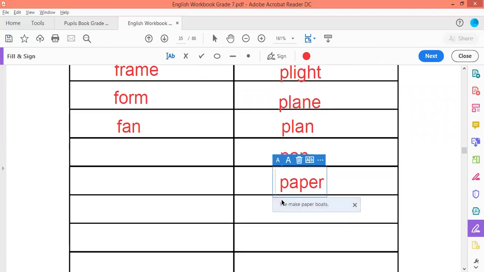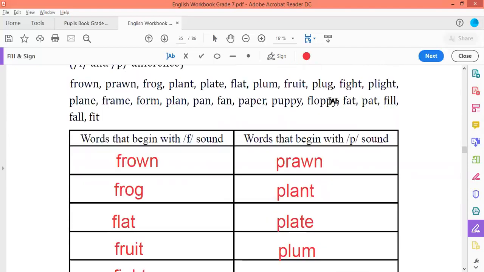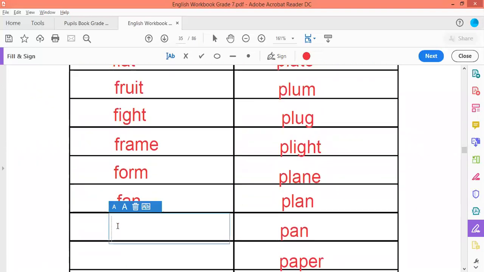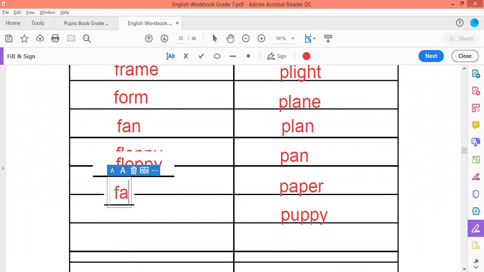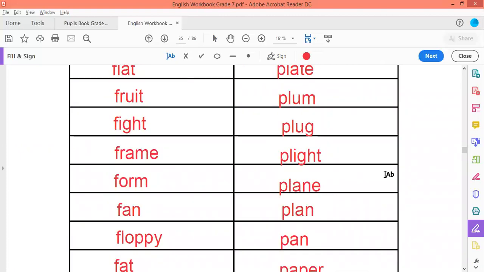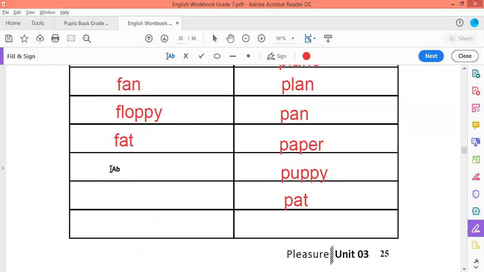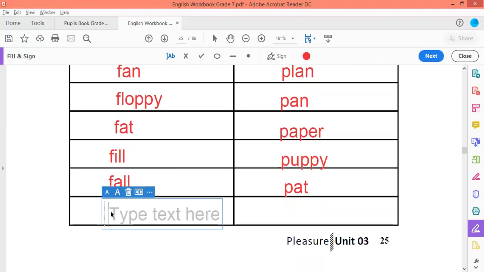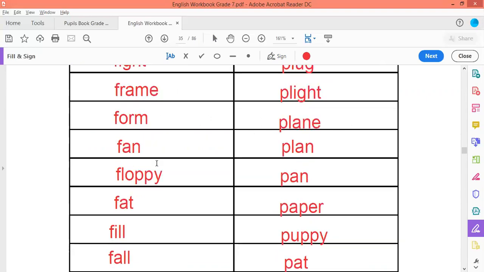Floppy. First sound. Floppy over here. Fat over here. Yeah, pat. Fear. All three final words are first sound. Fear, fall, fit. Fall. Fit. So are all the words correct in your book? Yes, teacher. Very good.